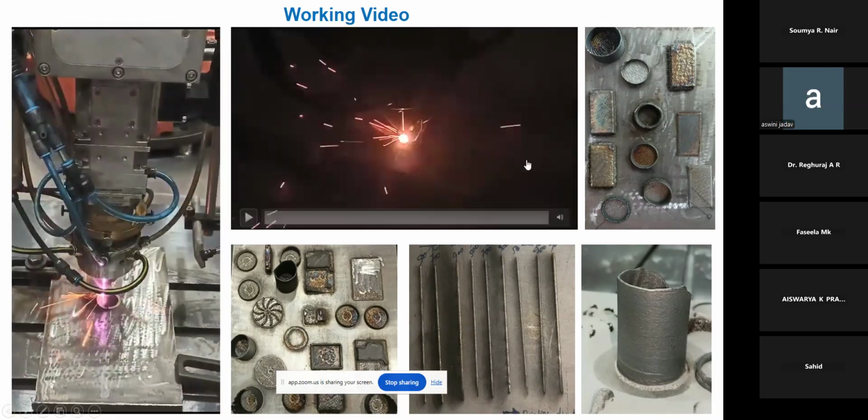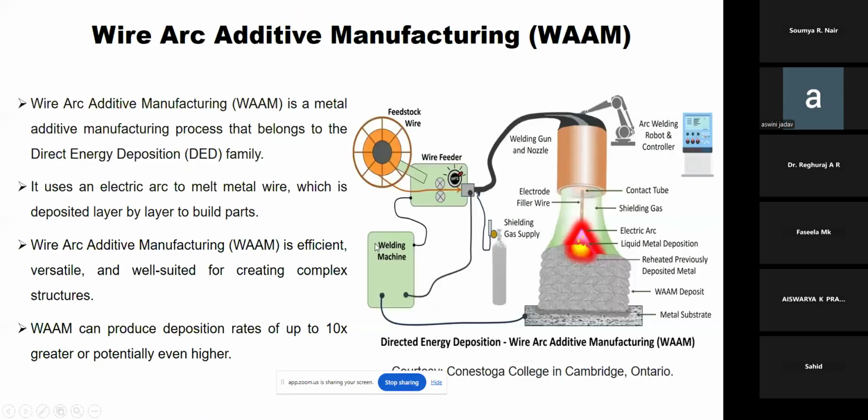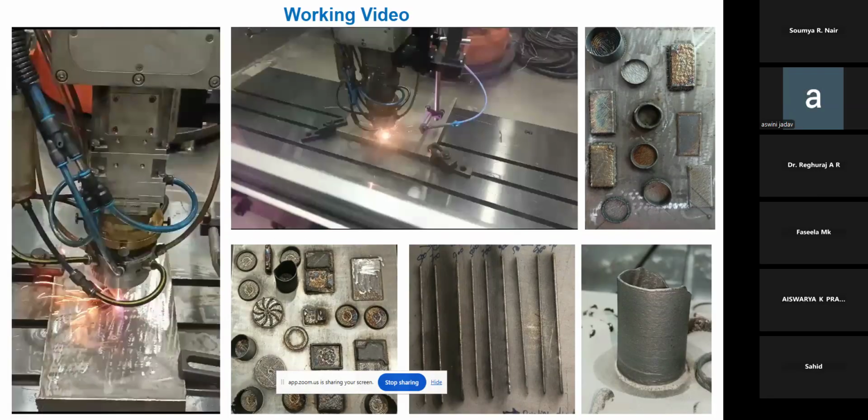For optimizing the process parameters, we first do a single track analysis. We first lay a single track and we measure the bead geometry and the hardness, and then finally we come up with the optimized parameters by using some optimization technique. Then we print the final component, right? And if you want, you can measure the mechanical properties, right?